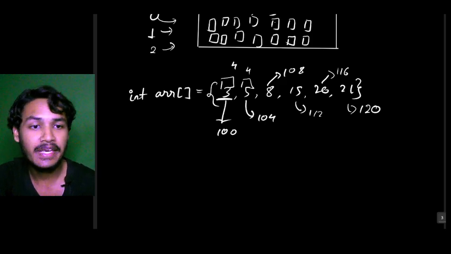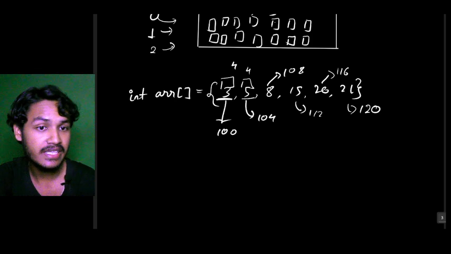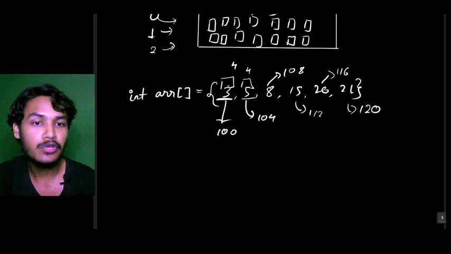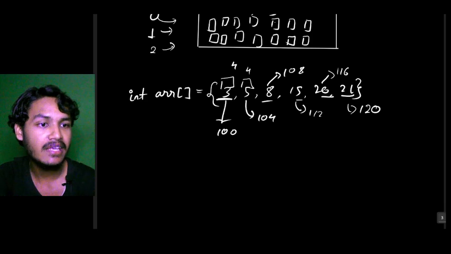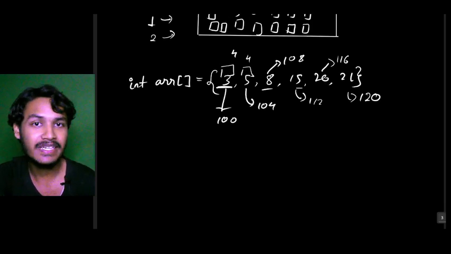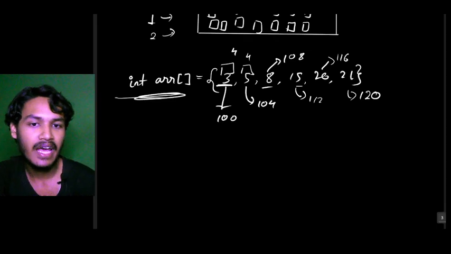In this way all the elements in the array will be stored in a contiguous manner, and if you know the first address, you can calculate the address of any element in that array. I hope you have understood what an array is, and in this way you can initialize an array.